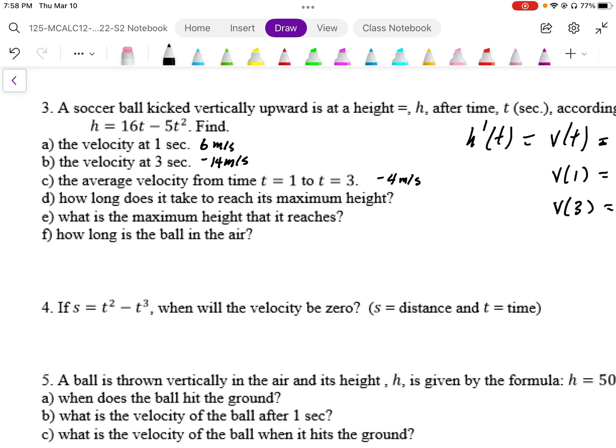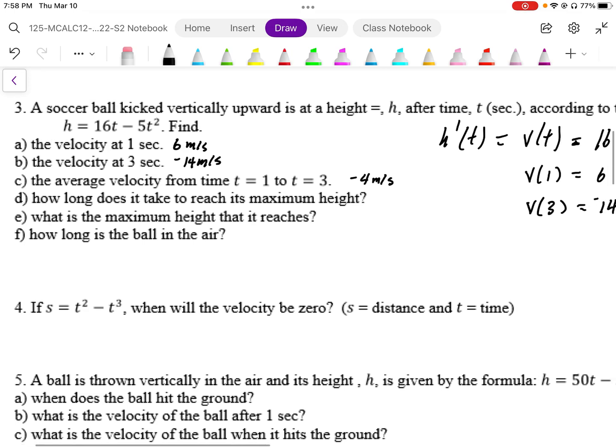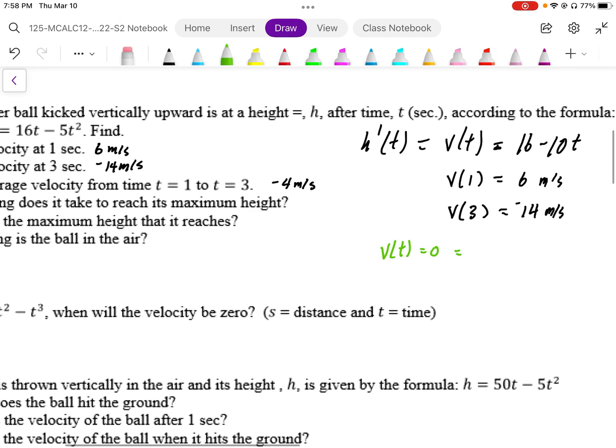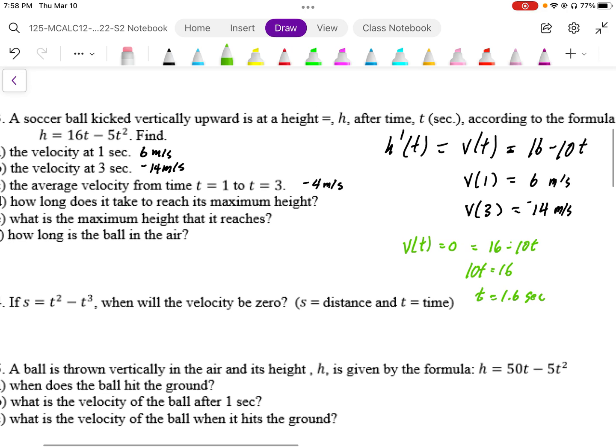How long does it take for it to reach its maximum height? The maximum height is when v of t equals 0. When the velocity hits 0, it's going from going up to going down. So using the v function, we say 16 minus 10t equals 0. Solving for t, we get 10t equals 16, t equals 1.6 seconds. So it's going to hit its maximum height at 1.6 seconds.